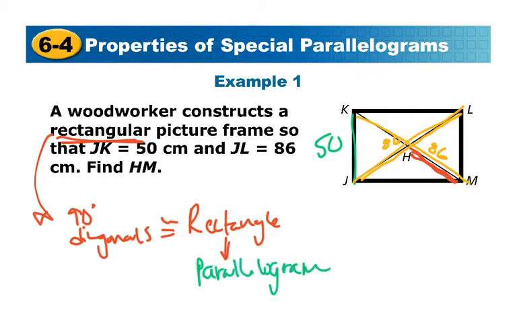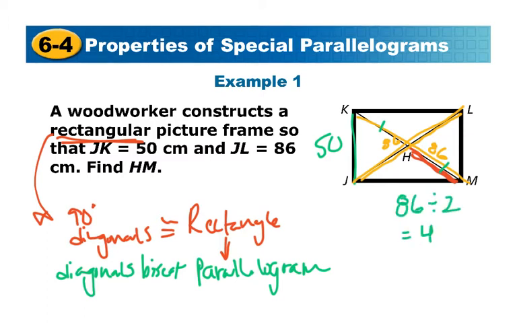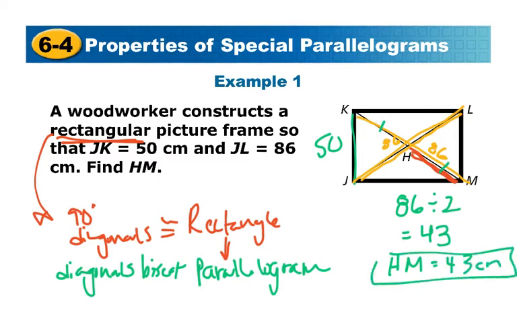And one of the parallelogram properties is that the diagonals bisect. And so if the diagonals bisect, then this piece and this piece are going to be half of 86. And so half of 86 is 43, and therefore we know that HM equals 43 centimeters. So again, that idea that once you know that something's a rectangle, you also know it's a parallelogram comes in handy here.